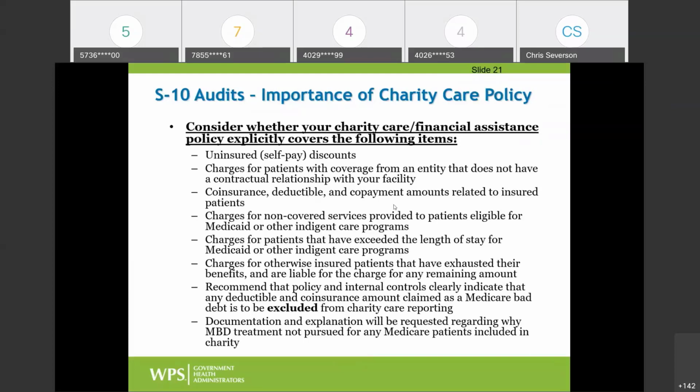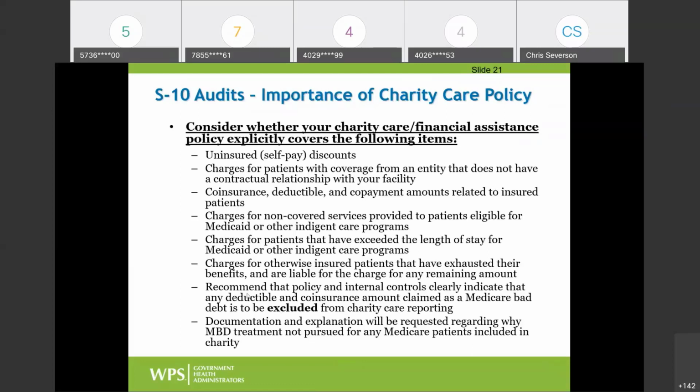Co-insurance, deductible or co-payment amounts related to insured patients, some providers allow that as well. Just, again, clearly state it. We have a few Medicaid items here. If it's a non-covered service related to Medicaid, if you allow that, make sure it's stated. Any charges for patients that have exceeded the length of stay for Medicaid, that's a separate item altogether, by the way. It's reported separately on the cost report, line 25, and line 24 is a little indicator that you have that. So that needs to be stated. Any other insured patients that have exhausted their benefits.